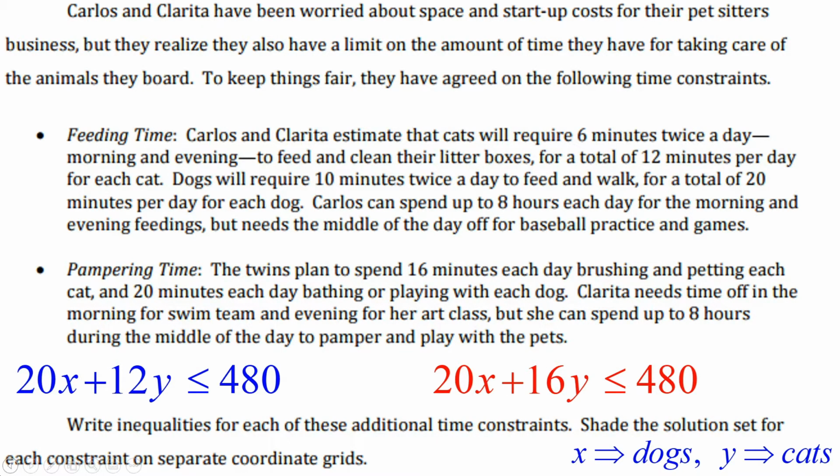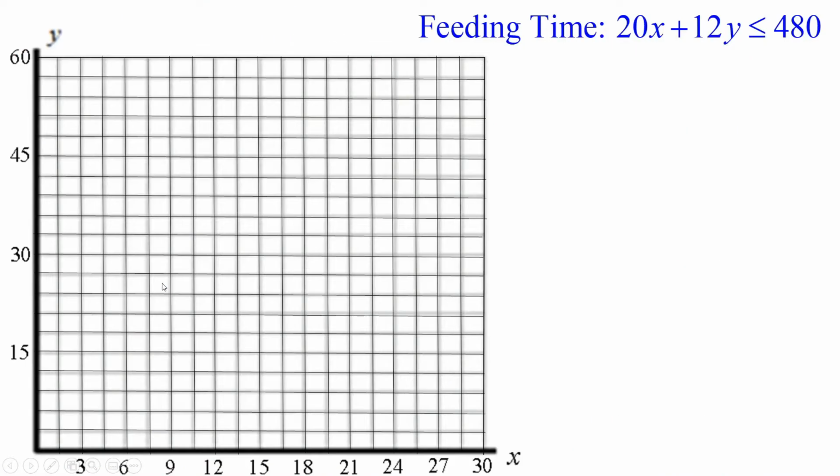So we now have 2 more constraints to deal with. Write inequalities for each of these additional time constraints, which we already did. Shade the solution set for each constraint on separate coordinate grids. So they want these on separate coordinate grids. That's why I gave you all that graph paper earlier. So feeding time, 20x plus 12y is less than or equal to 480. Do you think we might want to start with a boundary line?